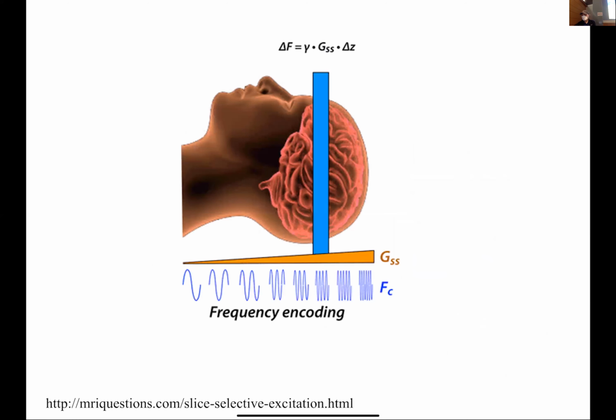This is another picture that sort of gives you a sense of how we do that. If we apply a gradient, and the S here stands for slice select, so there's very common nomenclature in MR. Typically the Z direction is the slice select direction. So if we apply a slice select gradient here, then this is going to make spins precess at different frequencies. Okay, so this is shown by these different sinusoids.